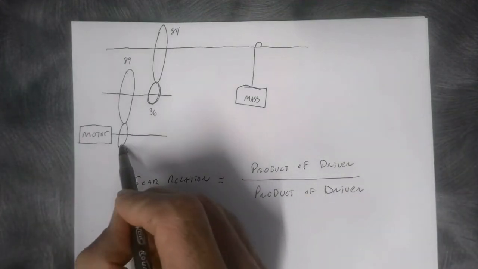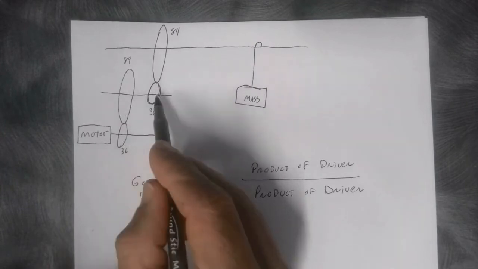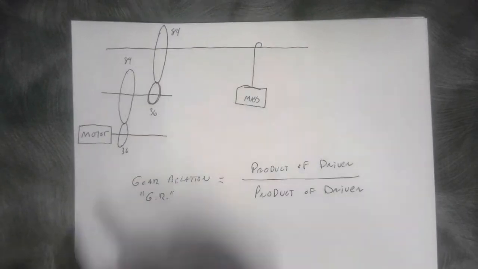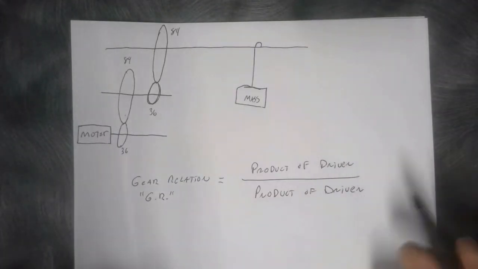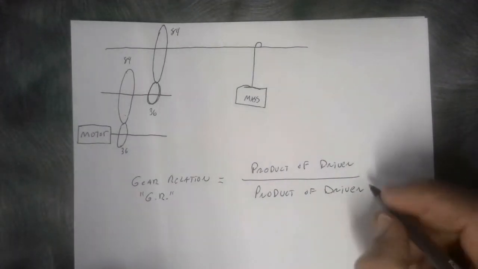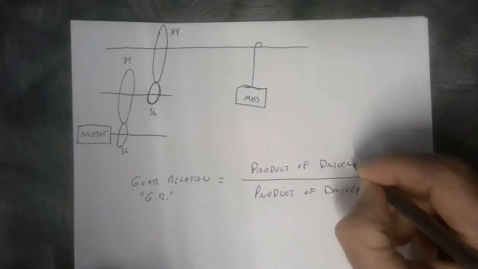In our case, this would be a driver, and this is a driven, and then this is a driver, and that's a driven. So hopefully that makes sense. The one that's spinning the other one is the driver, and the one that's being spun is the driven. And again, sorry, that's an R.